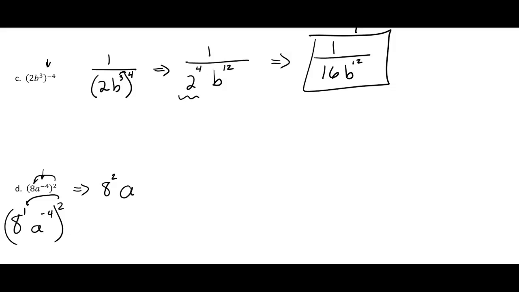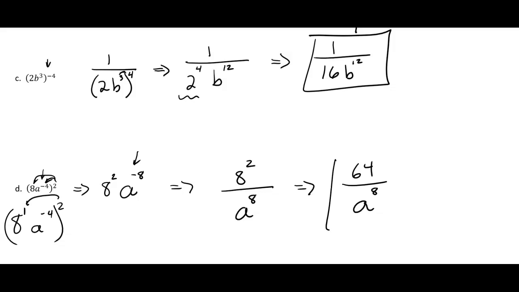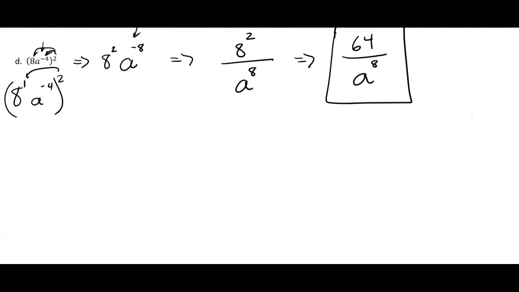Now I'm going to have a to the negative 8, because 2 times negative 4 is going to be negative 8. Okay, now that's going to give me my 8 squared over a to the 8th. So I'm taking care of that negative exponent now, moving it down to the bottom. But they do want me to multiply out the 8 squared. That's going to be 64 over a to the 8th power. And that is that. I think that's it for this video. Okay.